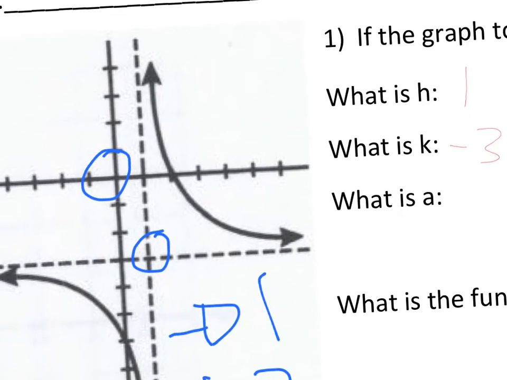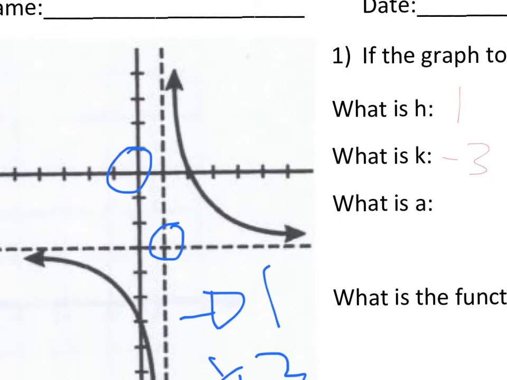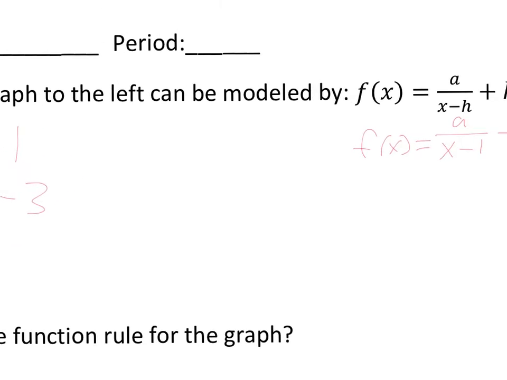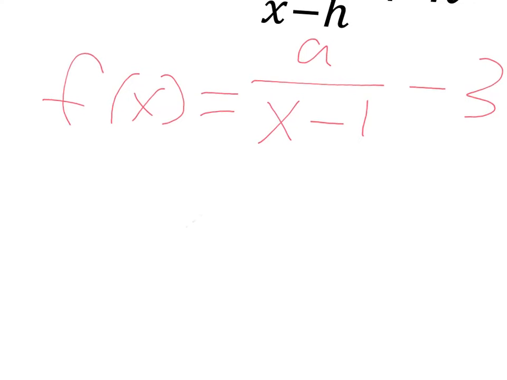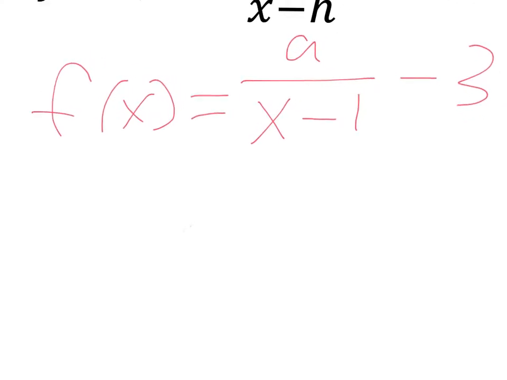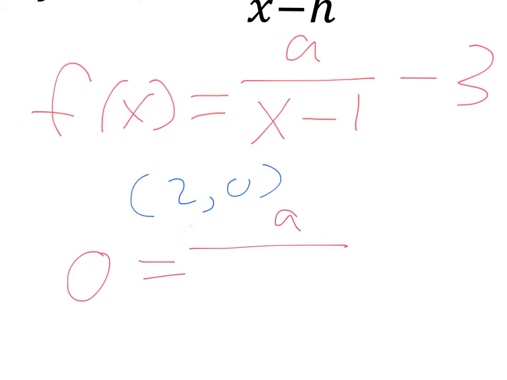So we could choose any point in the graph that's easy to see. I'm going to choose this point, because that point crosses the x-axis pretty obviously there. So that point is 2, 0. So go back over here. So at the point 2, 0, we can say that the 0 goes in for the f of x. So 0 equals a over, and the 2 goes in for the x, 2 minus 1 minus 3.